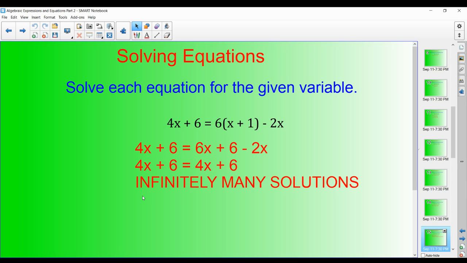X can be any fraction, decimal, whole number, positive, negative, any real number we want to put in there is going to work. On a graph, these two expressions would be the same exact line. So they'd overlap everywhere at every x value. So the three cases we had were no solution, infinitely many solutions, or the pretty frequent one solution where x is a value.